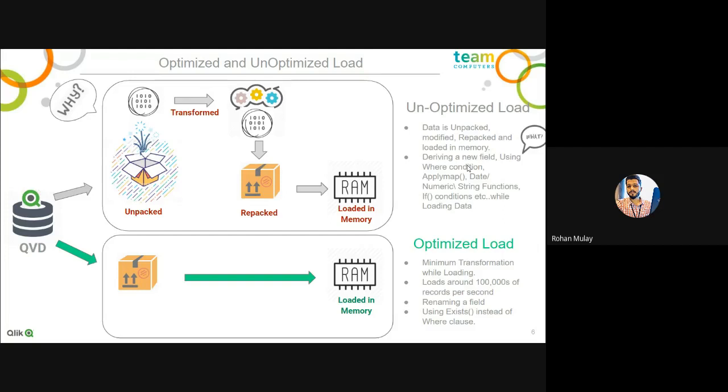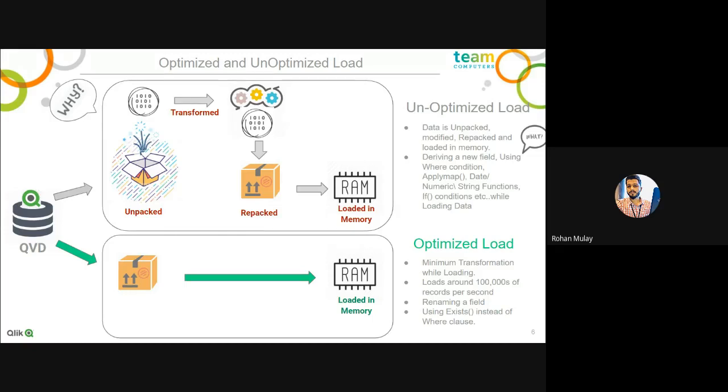So if you are trying to derive a new field by using an if condition, by using some conditions, that is definitely some transformation performed on the field, and it is going to take time. So that will result in an unoptimized load. Then we have date functions, string functions, numeric functions applied on the columns. We have if conditions, we have where conditions while loading the data. So these are all the things which are causing QVD to load in an unoptimized manner.